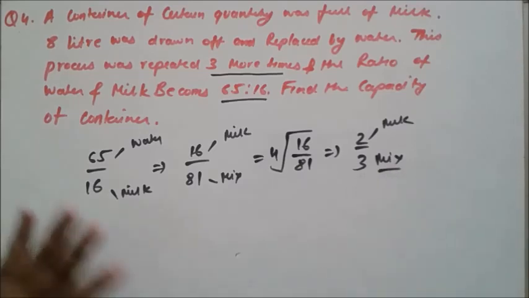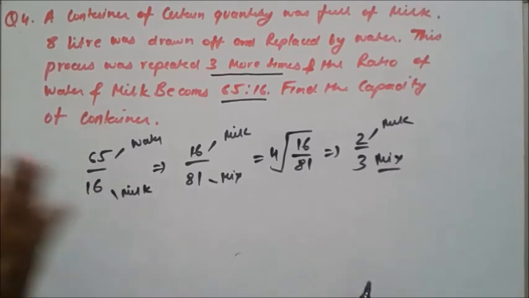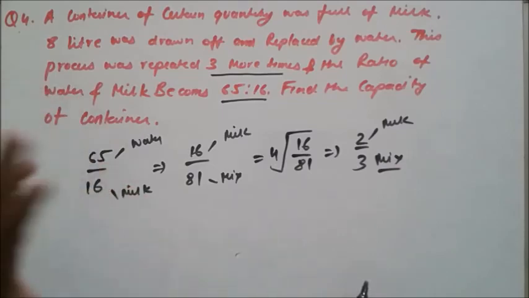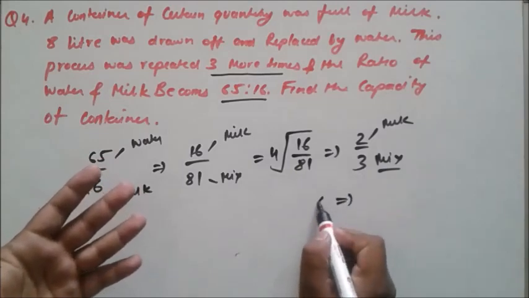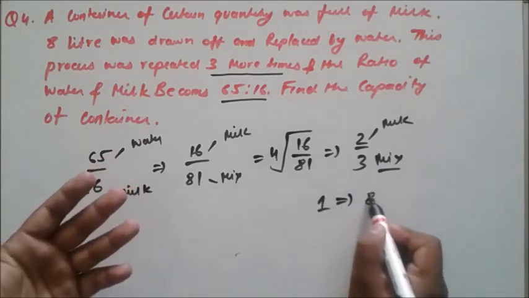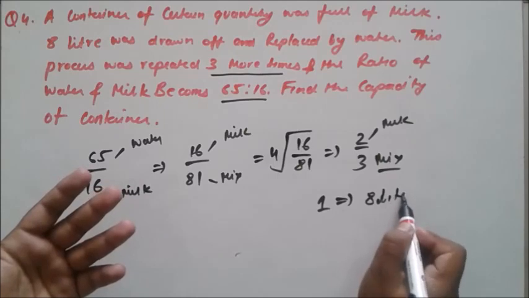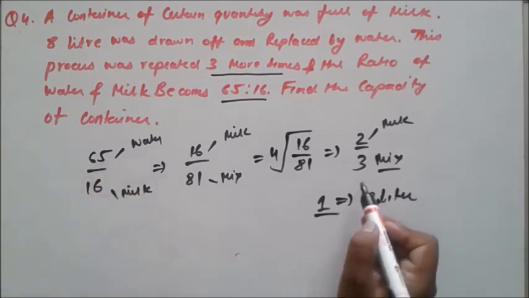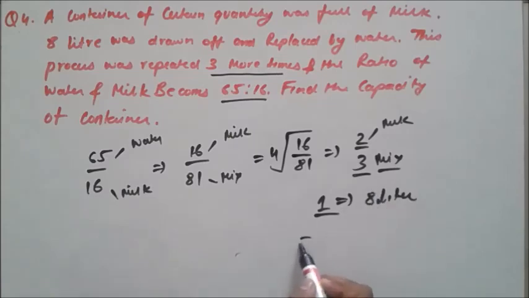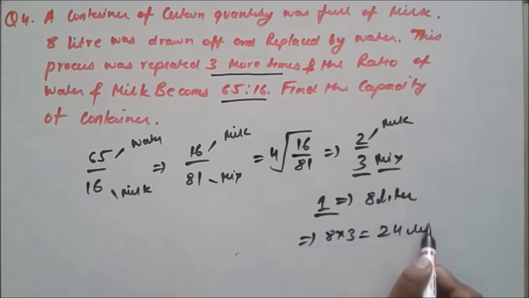But initially there was only milk. After first operation, 8 liter was drawn off and replaced by water. So the difference is equal to 8 liter. Difference is 1 and it is equal to 8 liter. So we have to calculate the total capacity of the container. Total capacity is 3 points. So the value of 3 points is equal to 8 into 3, 24 liter. So it is the final answer.